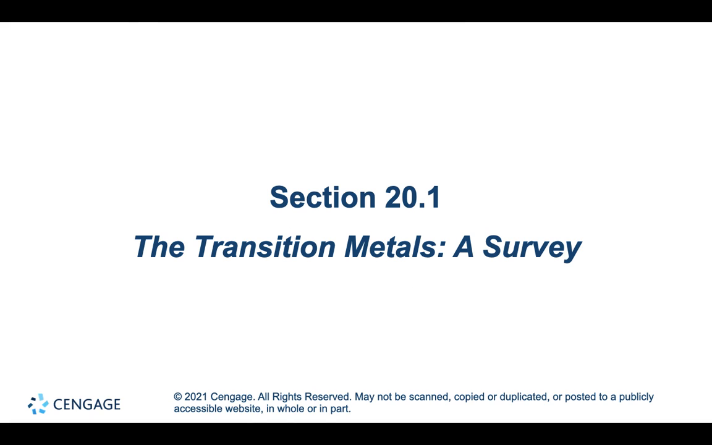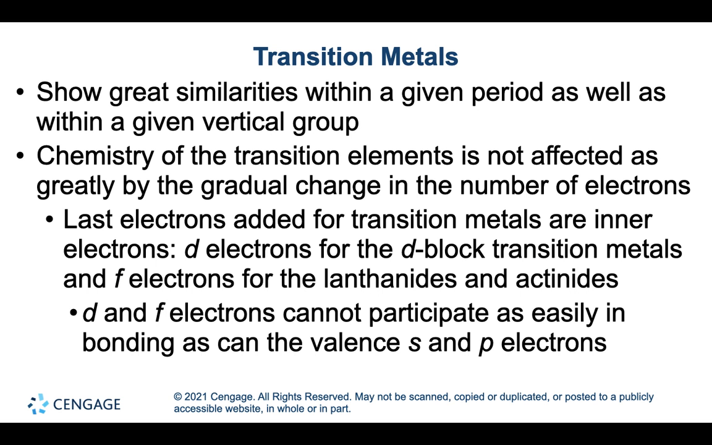So first, let's survey the transition metals. We find that the transition metals have a lot of similarity within a given period and also within a given group. The chemistry of the transition metal elements is not as affected as you change the number of electrons in the atom as it is in the representative elements.